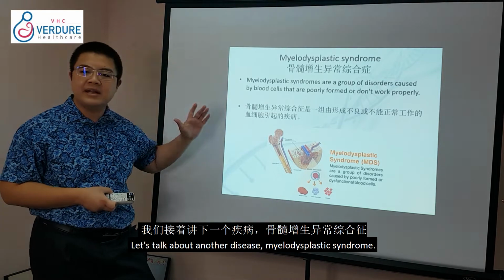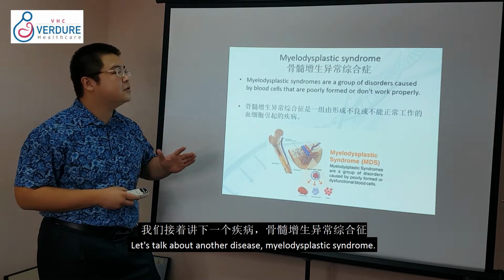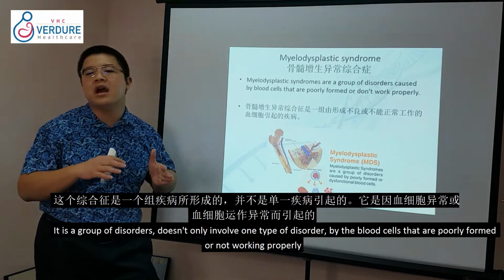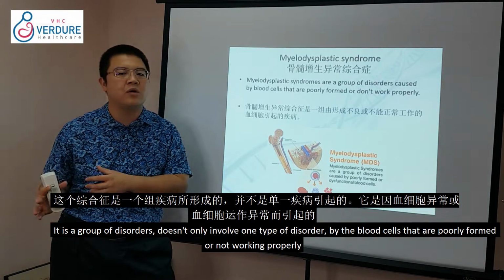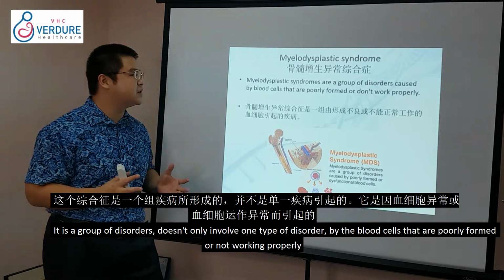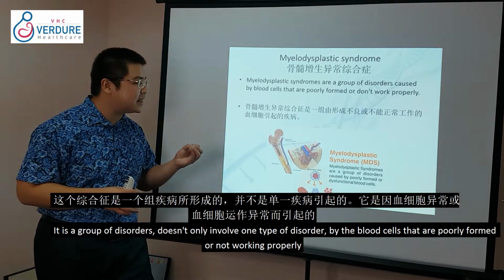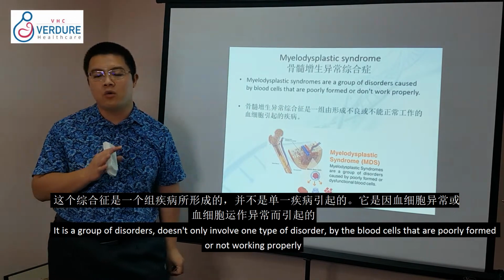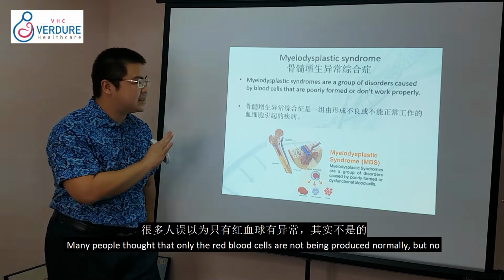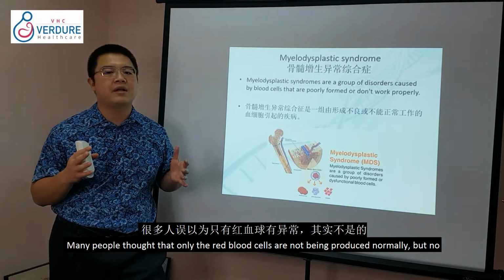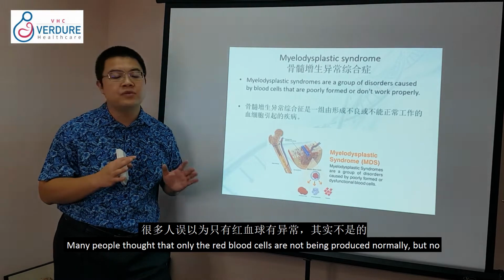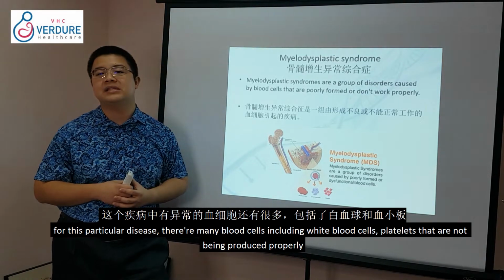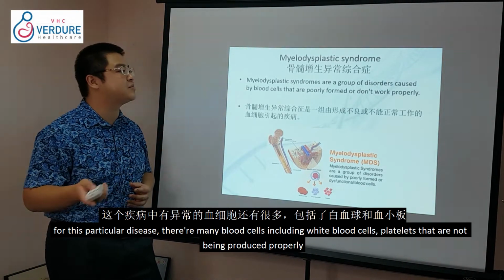Okay, let's talk about another very different kind of disease, myelodysplastic syndrome. All right, so myelodysplastic syndrome is actually a group of disorders by the blood cells that are poorly formed and not working properly. So many people mistakenly thought that it is only the red blood cells that are not being produced properly. But no, for this particular disease, there are many blood cells, including, for example, white blood cells and platelets, that are not being produced properly.